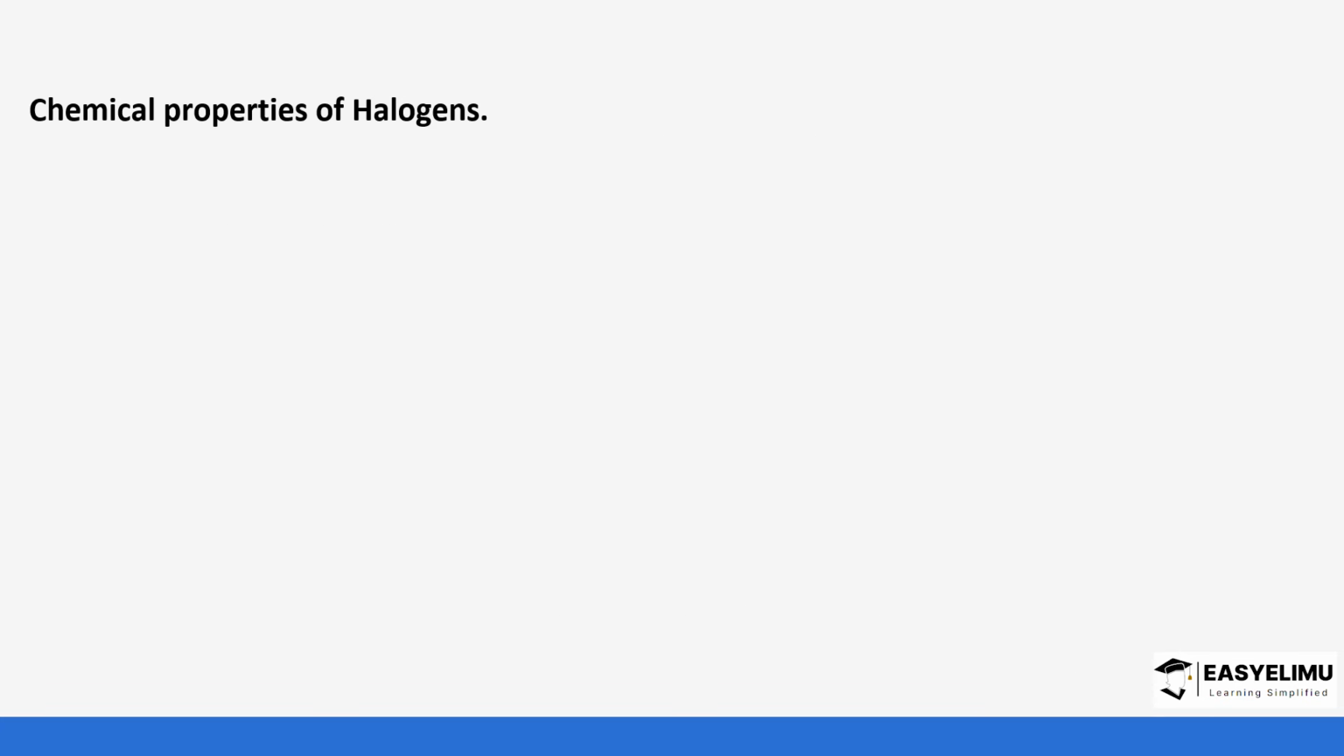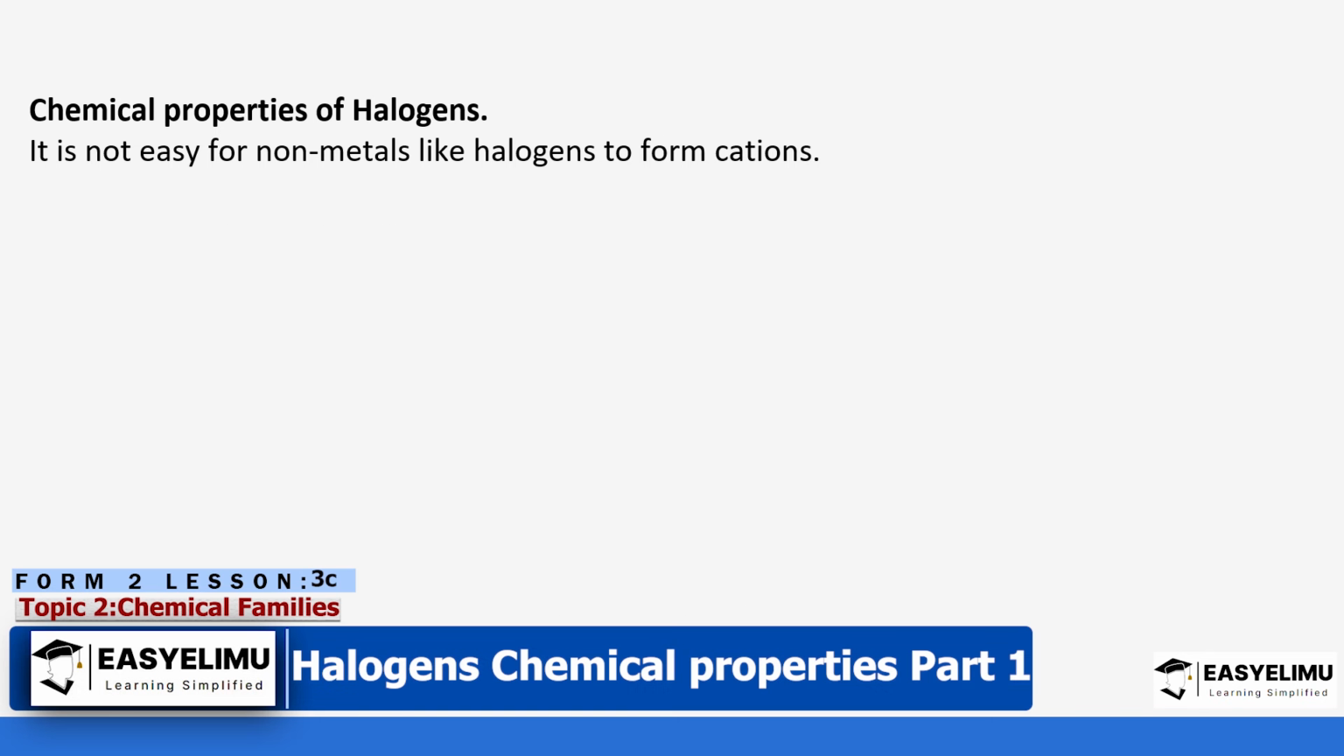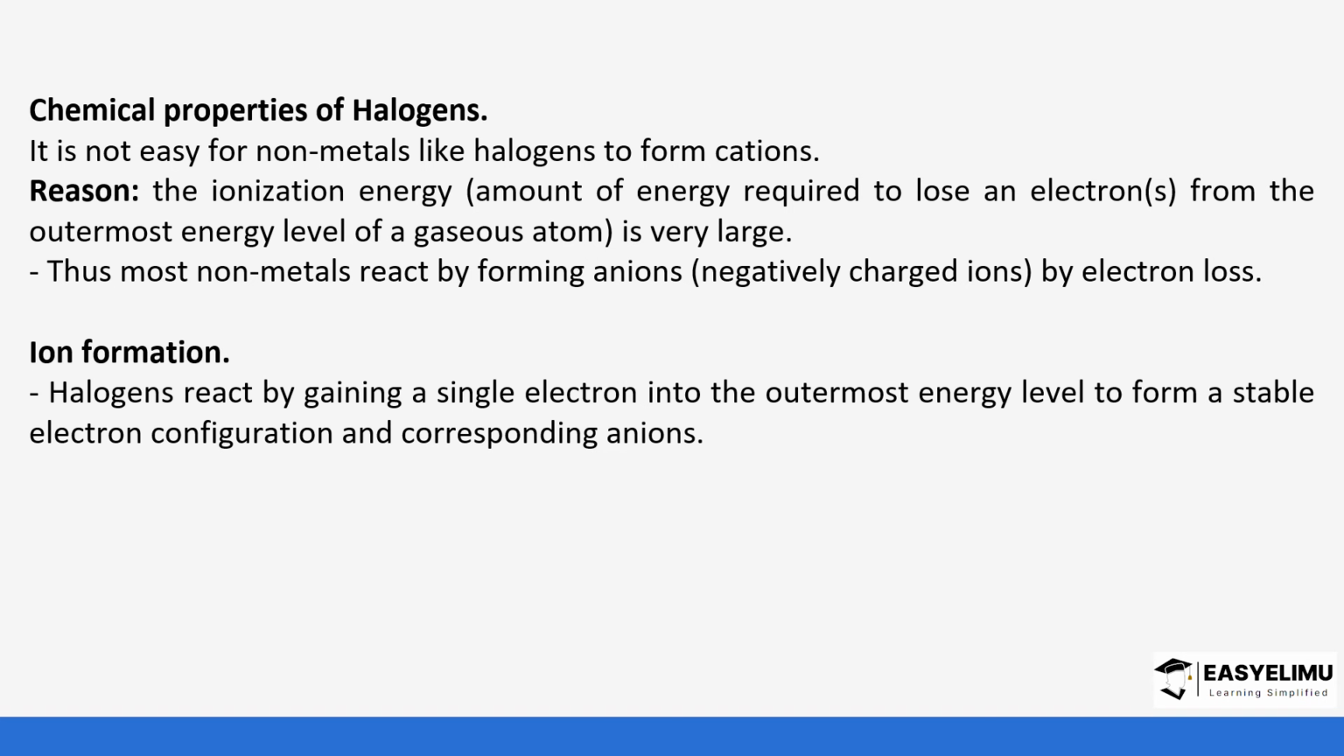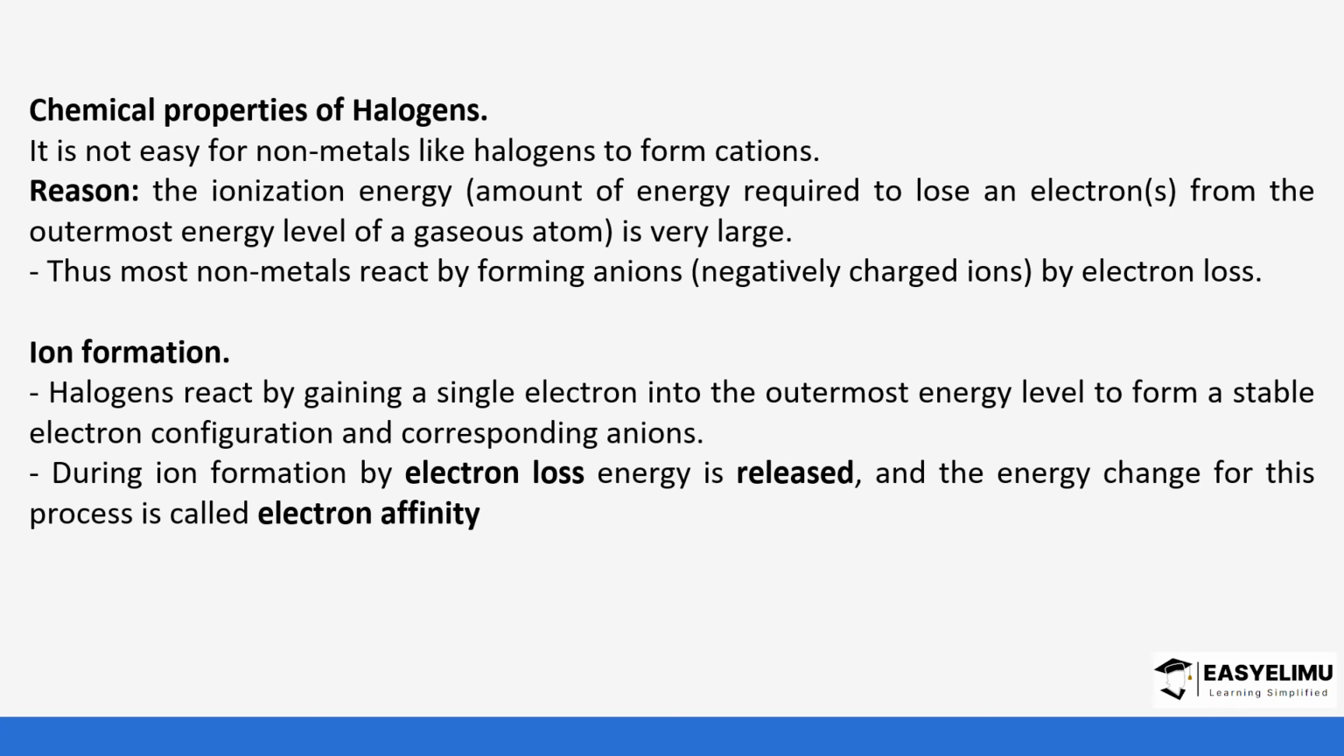The first chemical property we'll discuss for halogens is that they don't easily form cations. They have a very high ionization energy. They have 7 electrons in the outermost energy level, so it is easier for them to gain electrons than to lose electrons. So when you look at the ion formation of halogens, they usually form ions by gaining single electrons to form a stable configuration.